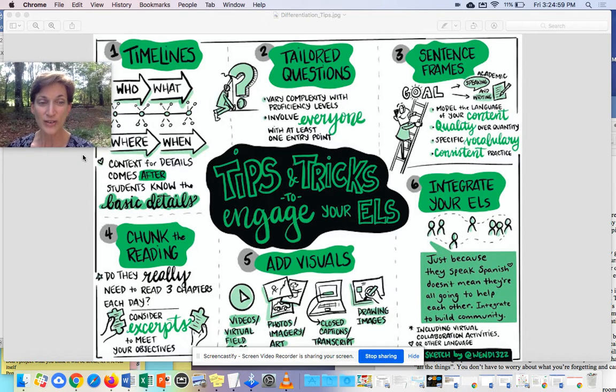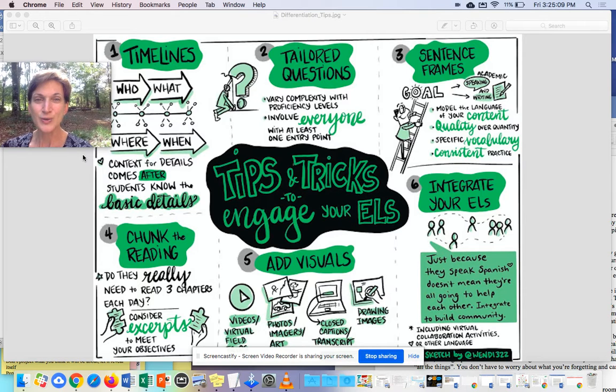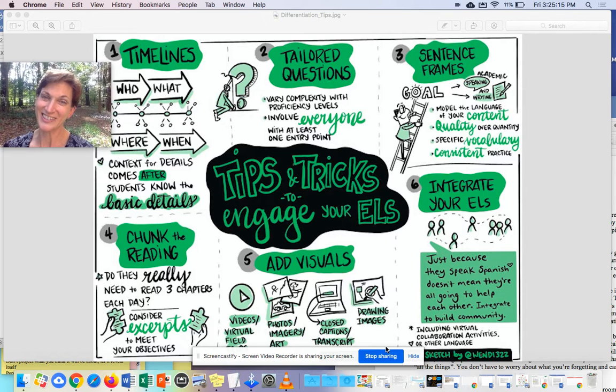Number 4, chunk your reading. Do they really need to read all of that text or can they use excerpts? Figure out ways that are more accessible. And number 5, adding visuals. We know we love visuals, right? All of these different things are fantastic to engage your learners.